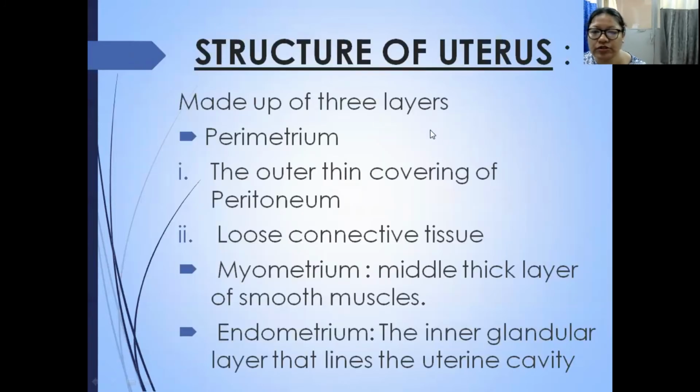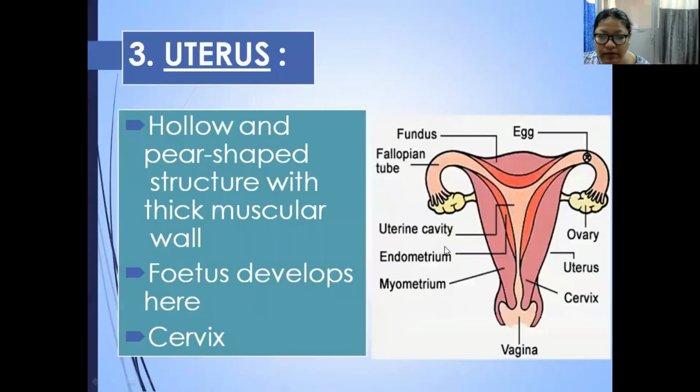Next, we will see the structure of the uterus. That means, what is the uterus made up of? It is mainly made up of three layers: the perimetrium, the myometrium, and the endometrium. The perimetrium is the outer thin covering of the peritoneum, and it has a loose connective tissue. So you can see in the previous diagram, here is the endometrium. This is the endometrium. This is the myometrium.